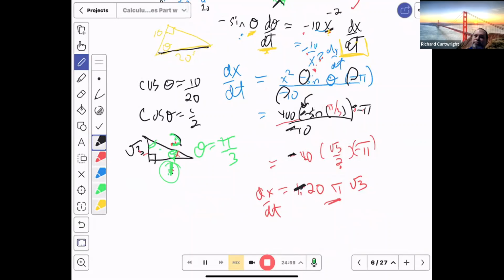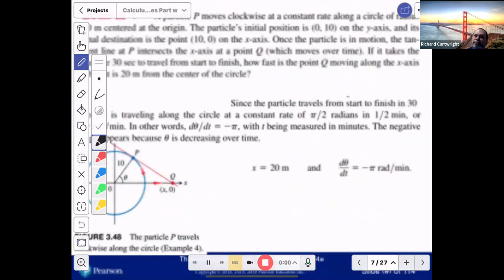I saw it when I was looking up. Oh yeah, there's still a negative here. Remember the derivative of cosine was negative sine. So there was a negative sine, there was a negative pi, then there was that negative 10, I believe. Let's check what he had.